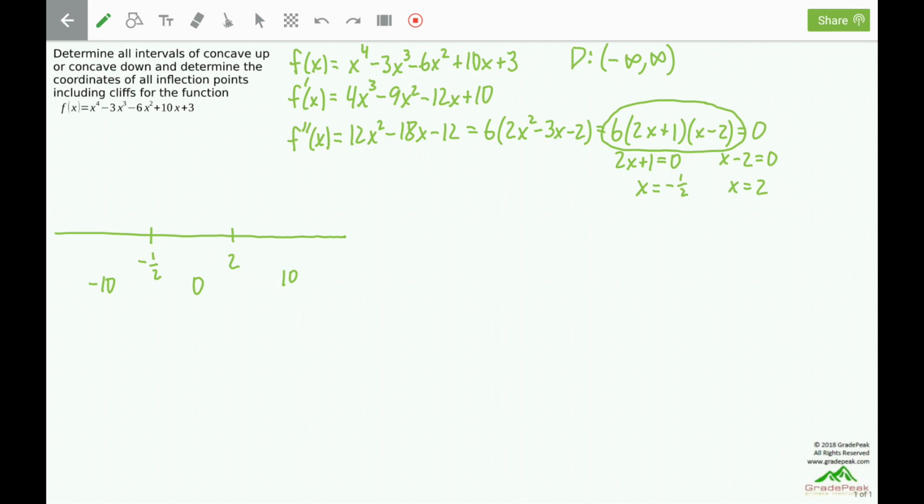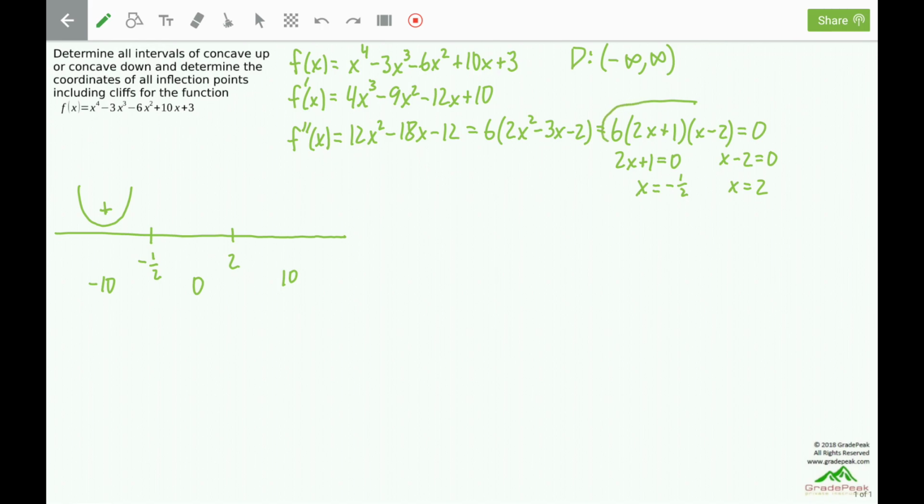Starting with the test value of negative 10, 2 times negative 10 is negative 20, plus 1 will be a negative. Negative 10 minus 2 will be a negative. Negative times negative is positive, times that positive 6 will still be positive. We have a positive second derivative. This corresponds to concave up.